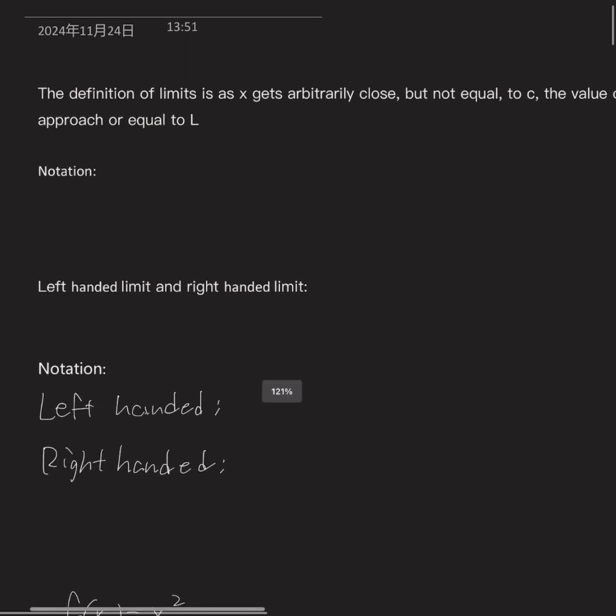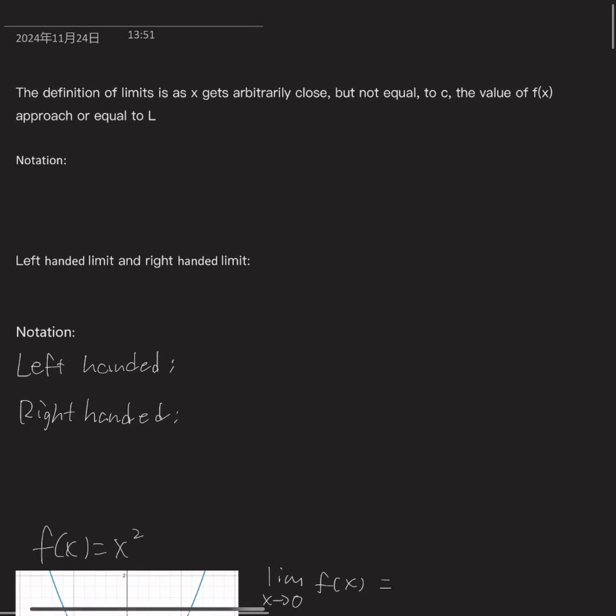So let's talk about limits. The definition for limits is: as x gets arbitrarily close to, but not equal to, c, the value of f of x approaches or equals L. The notation for this limit is the limit as x approaches c of f of x equals L.